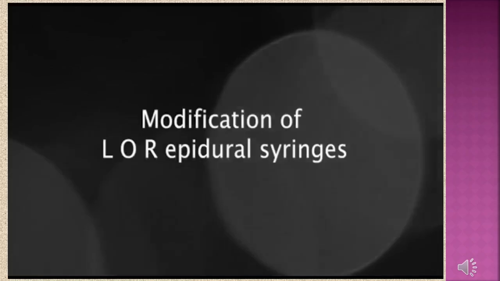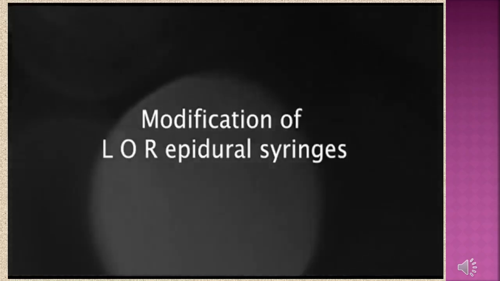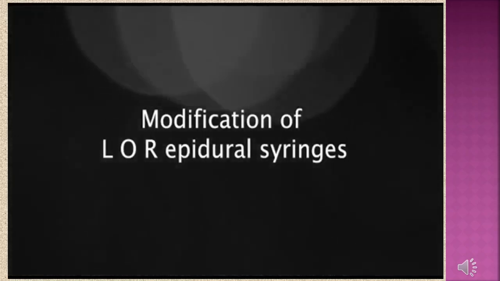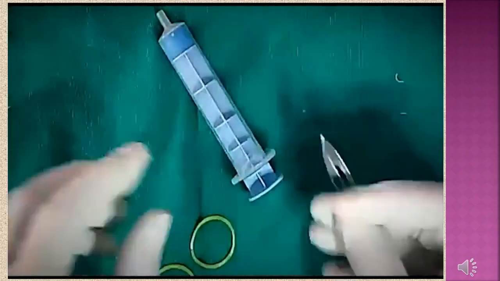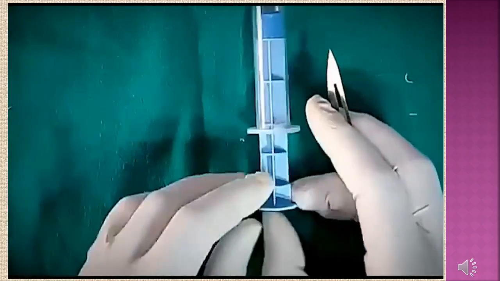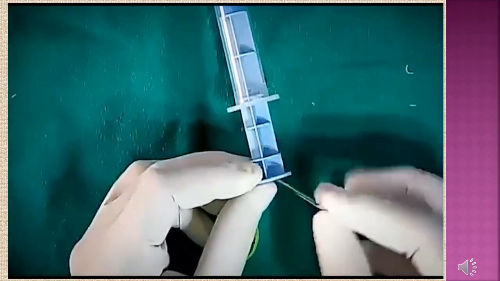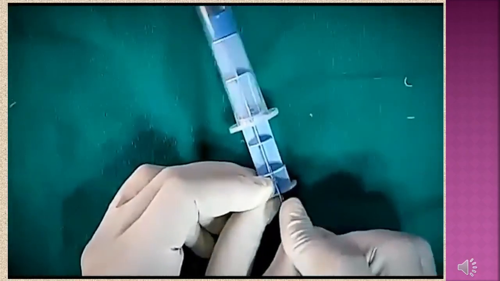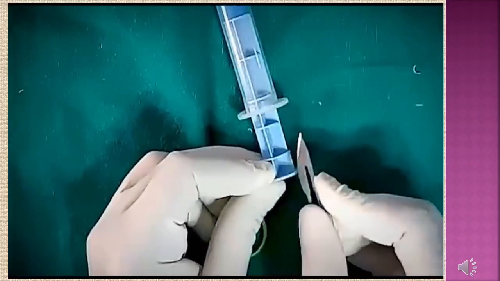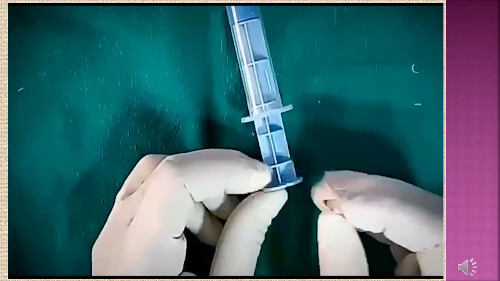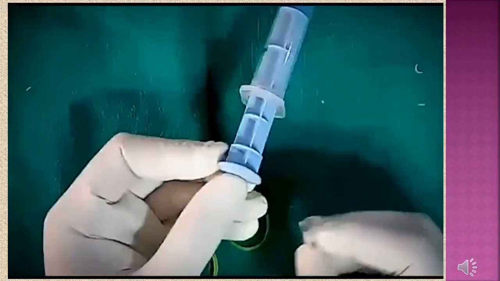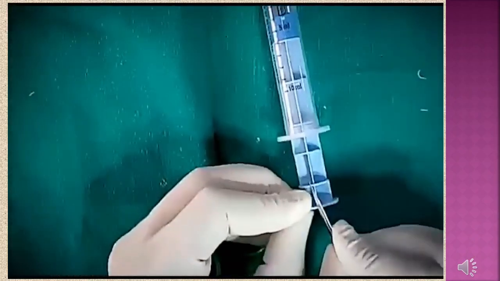Here is a video of how I modified available loss of resistance epidural syringes to autodidact mode. Under aseptic precautions, 4 slots have to be made on the thumb rest of the plunger with the help of a sterile surgical blade.